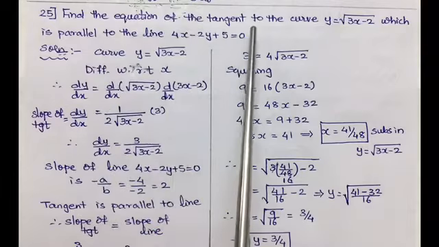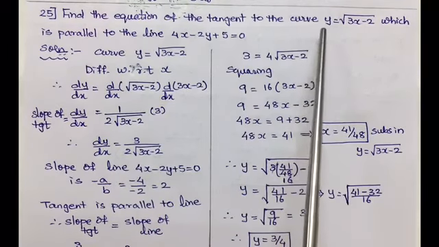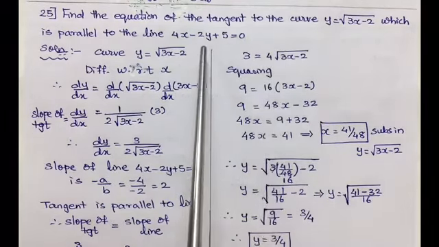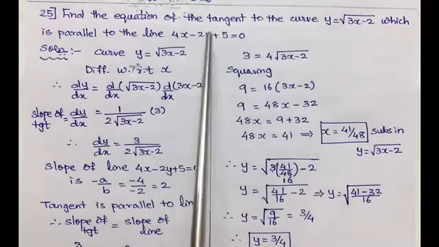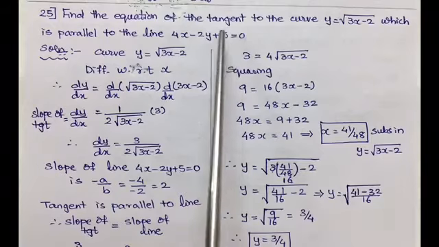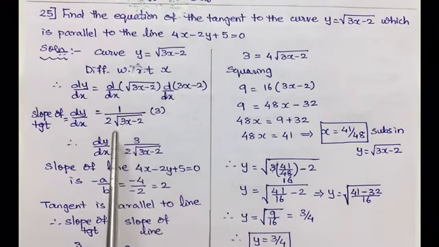Now here we need to calculate the equation of the tangent. The slope is not given and the point is not given. But it is said that the tangent is parallel to the line. Now as the tangent is parallel to the given line, the slope of the tangent and the line will be equal.